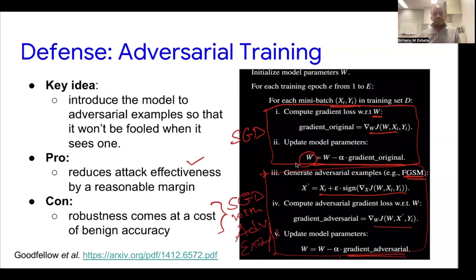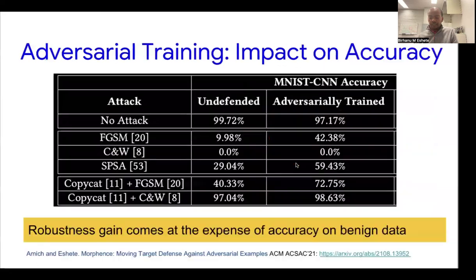So by repeatedly doing this for as many epochs as you have, the hope is that the model would familiarize itself with adversarial inputs. And the next time it sees a familiar example generated, let's say, through this FGSM attack, it would say, okay, I know this is an adversarial example that is trying to fool me, so I won't be fooled. So that's sort of the basic idea and story behind adversarial training.